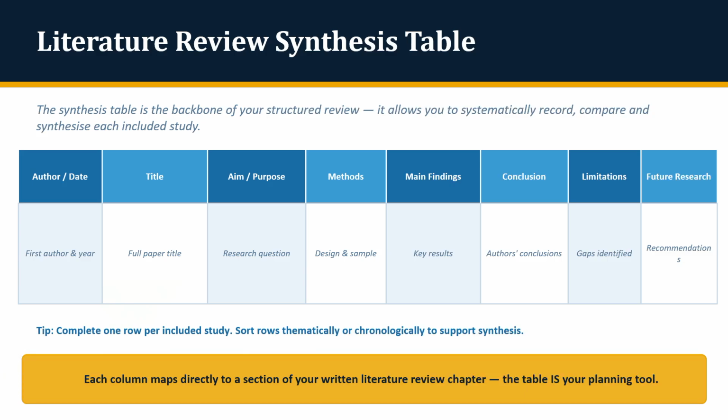And the important tip here: complete one row per included study, and sort rows thematically or chronologically to support the thesis. Each column maps directly to a section of your written literature review chapter, and the table is your planning tool. So these are very important things that need to be considered.